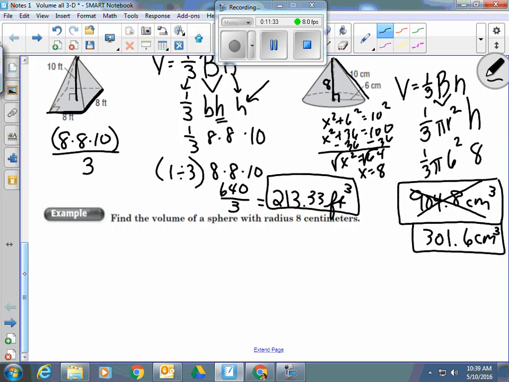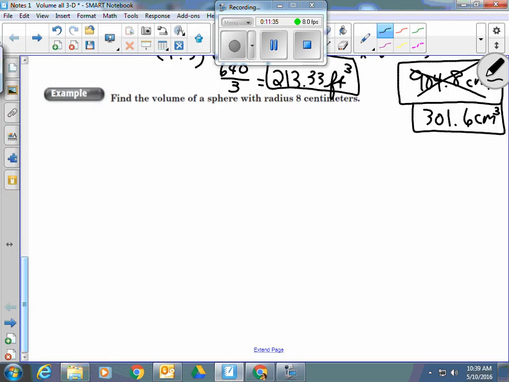Okay, try our last example. I'm going to give you a second to do it. Okay, so somebody tell me the formula is 4/3 what? Pi r cubed. Okay, it's not squared, it's cubed. Be very careful. That's going to be your biggest mistake. So this would be 4 divided by 3 times pi. It told us that our radius was 8.